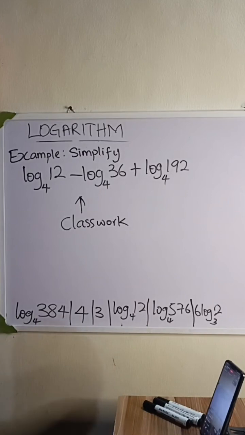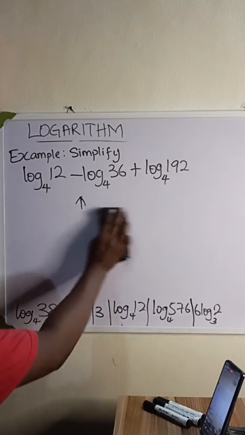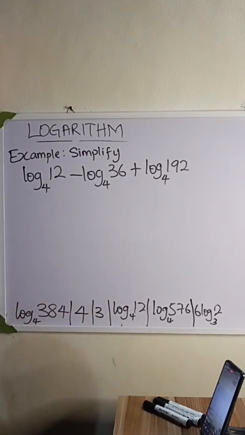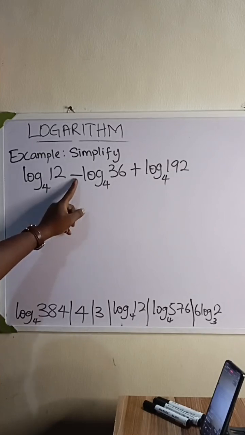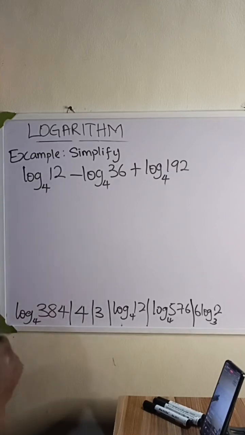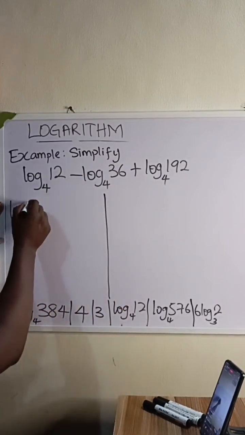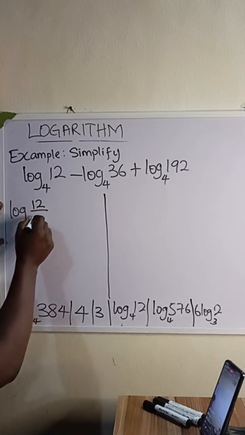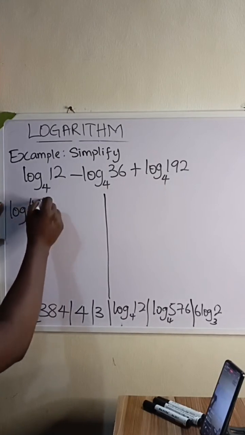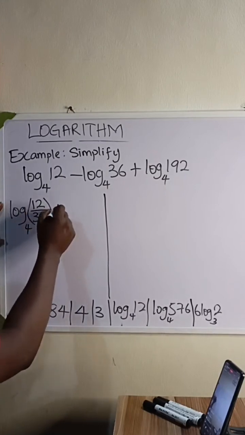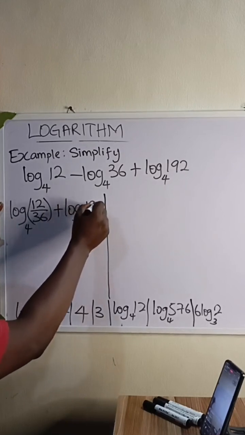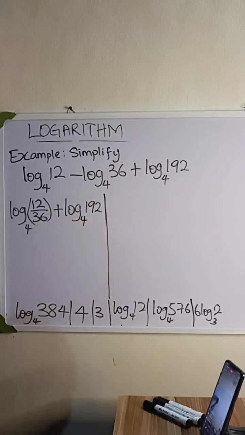Let's see the correct answer to this. So as I said, all you need to do is apply the laws we've learned today. So between these two, there is a law of subtraction. So let's work on that first. So this will give us log 12 divided by 36 is 4 plus log 192 is 4. Do we agree?